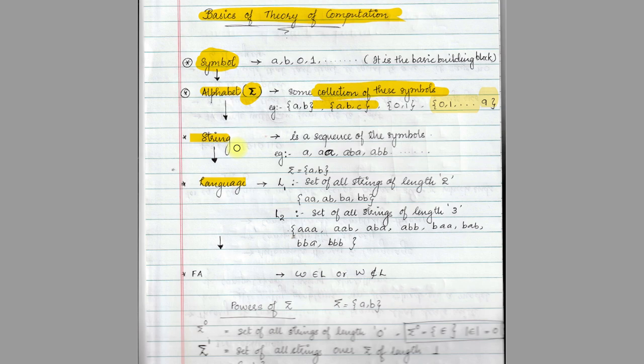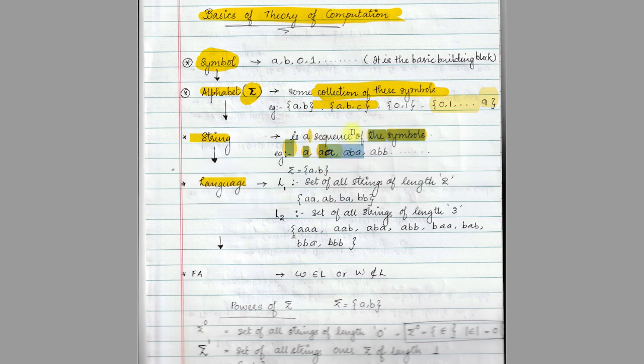Now comes a string. So we said alphabet means a collection of symbols. Now what is a string? It's a sequence of symbols. A sequence of symbols means it can have a single occurrence of a particular symbol or multiple occurrences of a particular symbol depending upon the requirement of a particular string. So in this case, if I'm using alphabet A, comma B, I can have A only or two occurrences of A, A, B, B. That's a sequence of symbols.